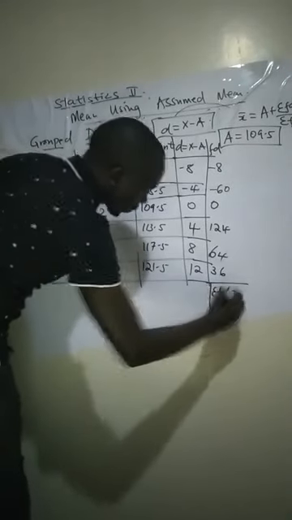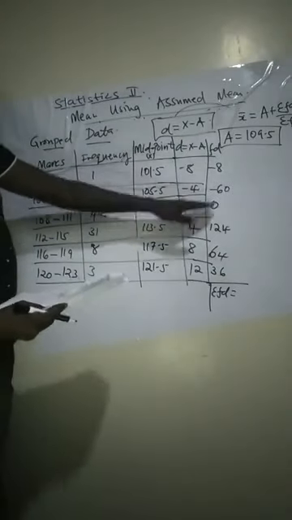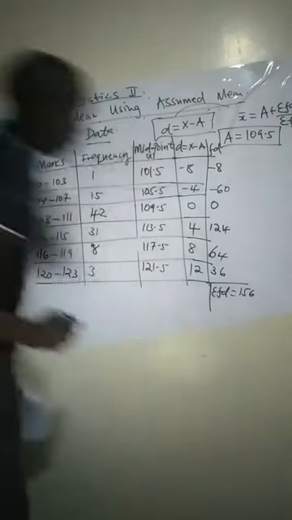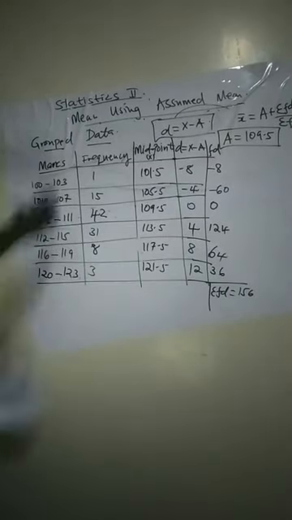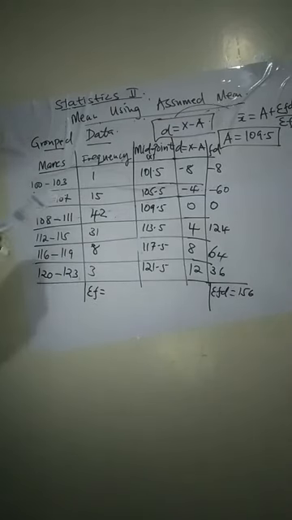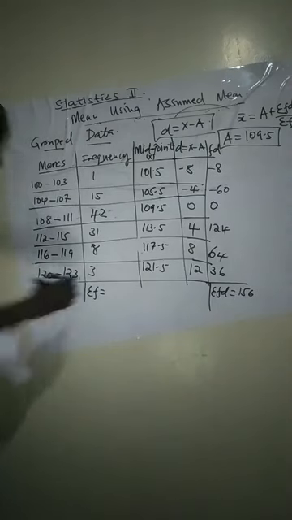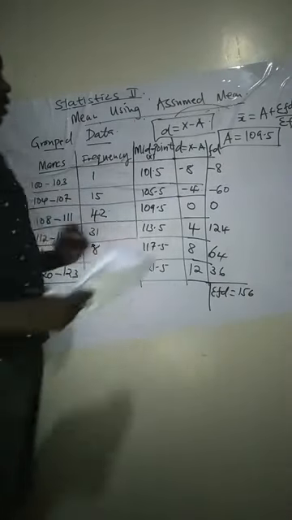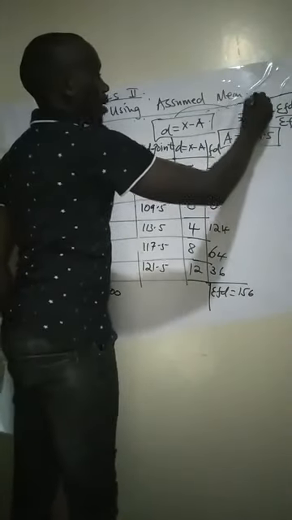Summation of FD: you add -8 plus -60, 0, 124, 64, 36. That gives us a sum of 156. The summation of F is also very important. The total frequency should be 100. Now you can replace in the formula. You have the summation of FD, which is 156, and you have the formula here.